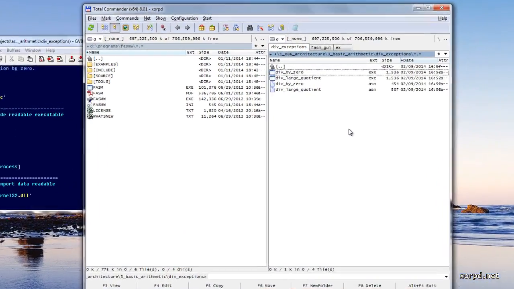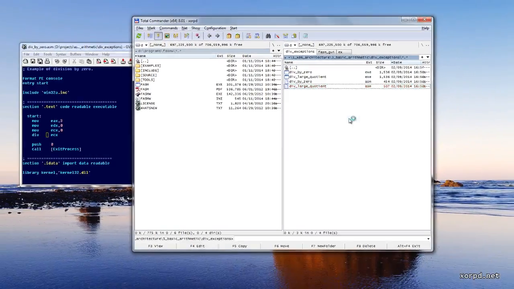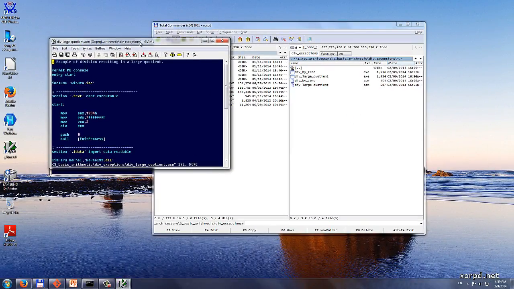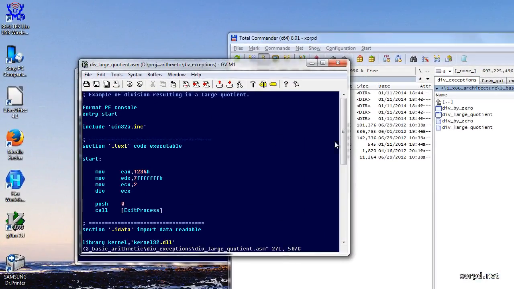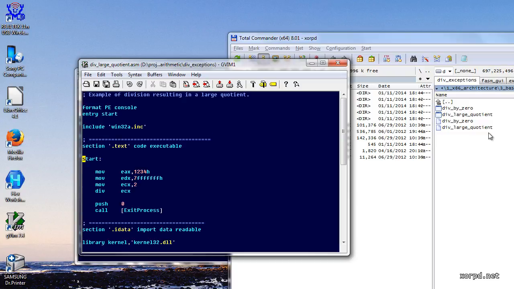Let's look at another example. This time we're looking at the div large quotient. Again, the important part is these 4 instructions. The rest is mostly the same because assembly programs look the same except for the actual code. So it is those 4 instructions.